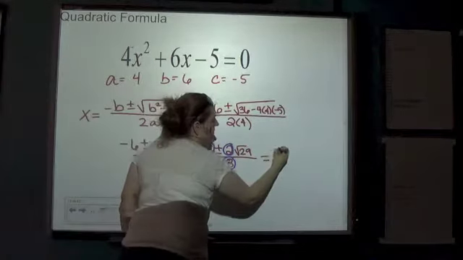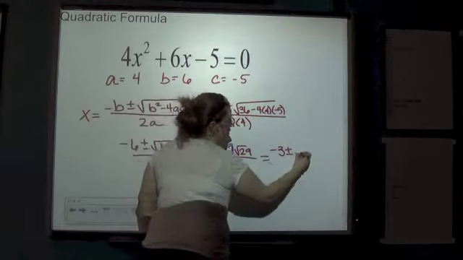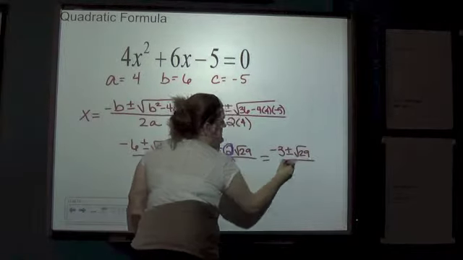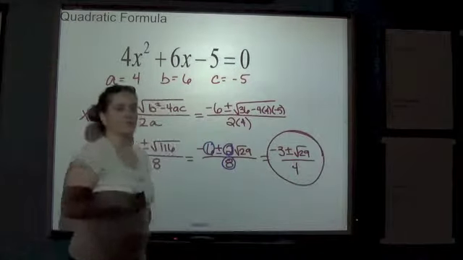2 goes in the 6 3 times, so -3, plus or minus. 2 goes in the 2 once, so we don't need to write 1. Square root of 29, over 2 goes in the 8 4 times. And there are your solutions.